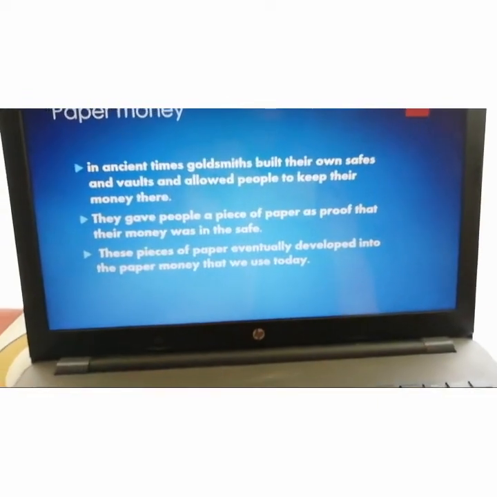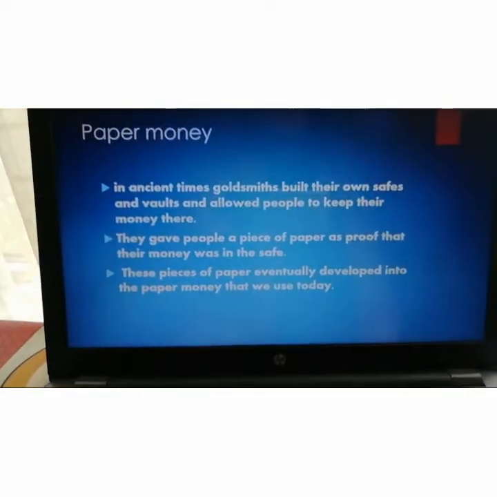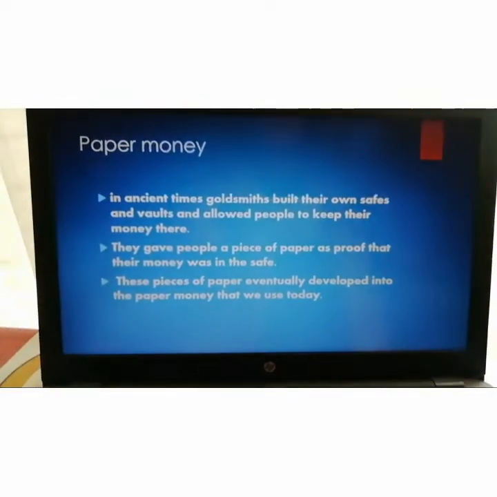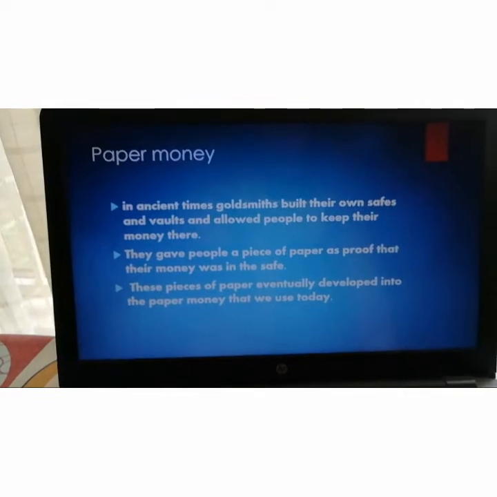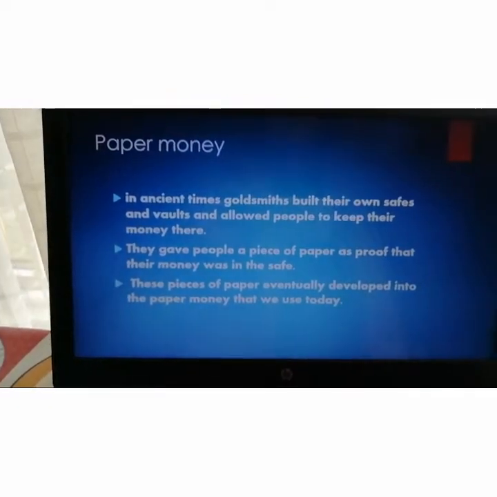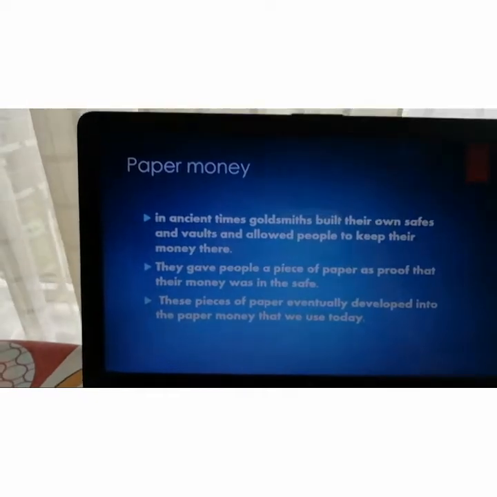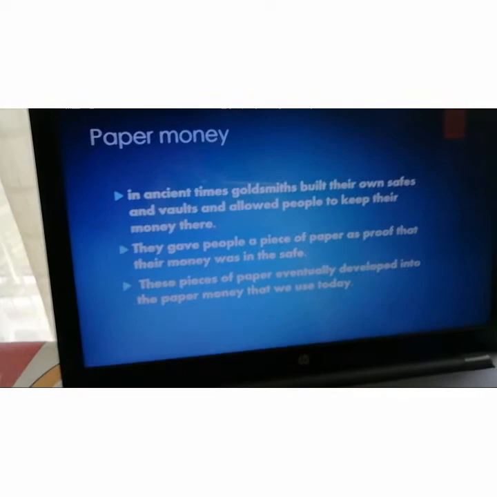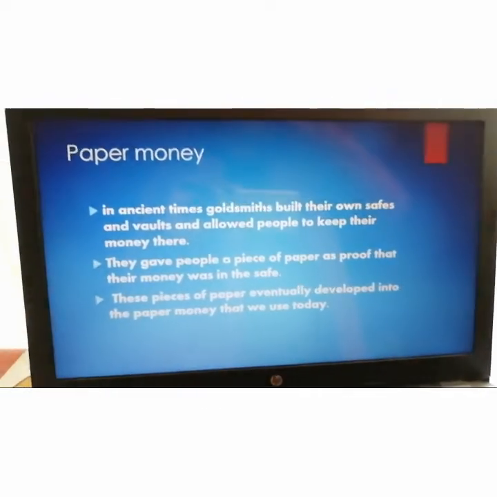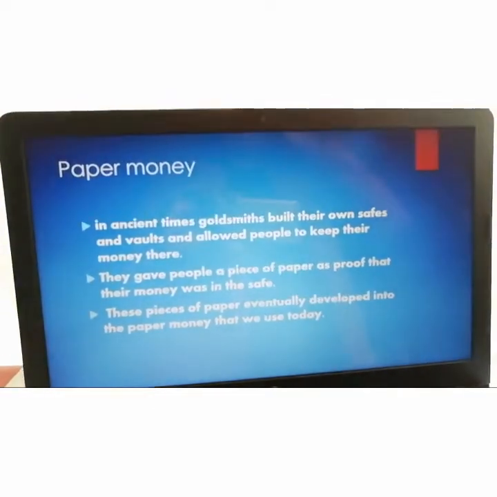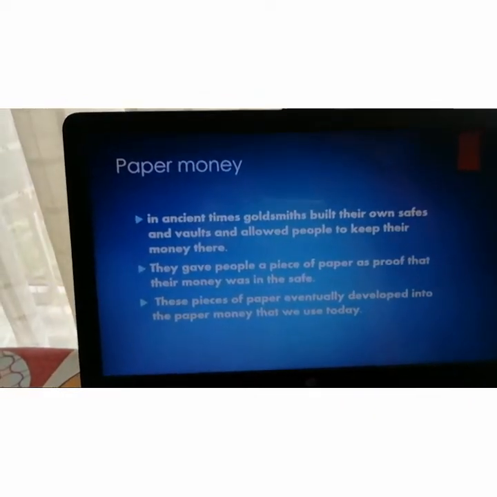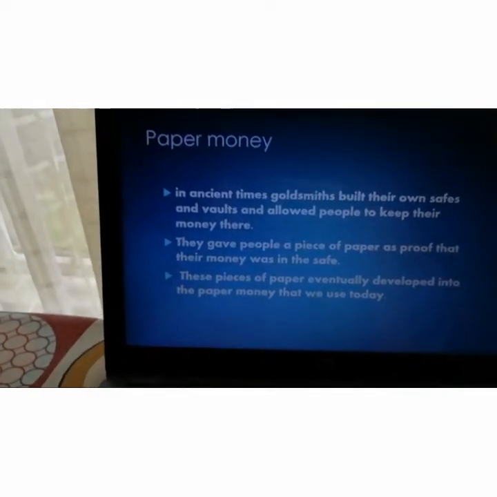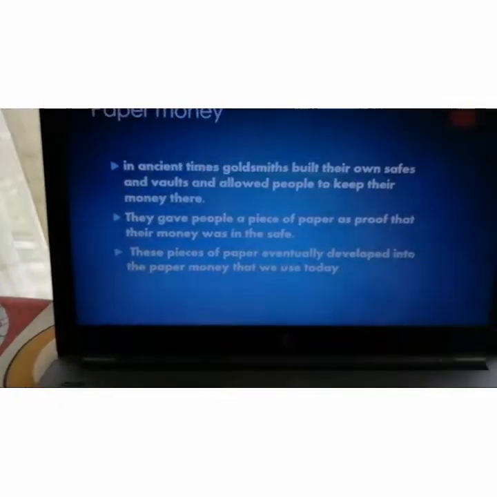And the paper money came about because it was becoming difficult to carry around coins. So when the goldsmiths used to keep the people's money in their safes or vaults, they gave them a piece of paper as proof that the money was in the safe. So the value of the money that was given to them was written down on a piece of paper. So a genius person thought that it would be easier to make money out of paper instead of coins.